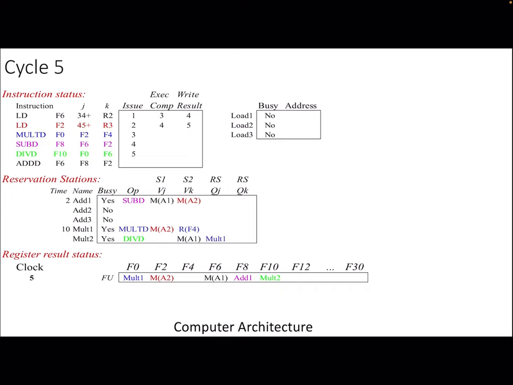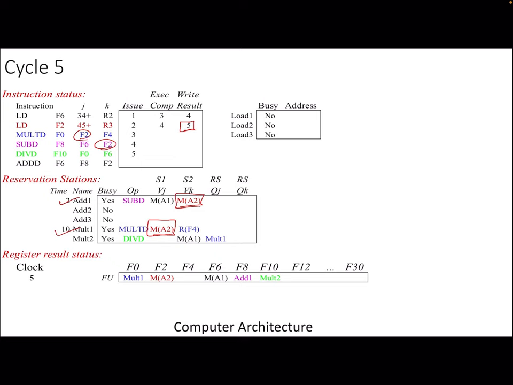So now if you look at cycle number 5, it is done. It has actually finished writing load 2, and whichever instructions were waiting for the F2 values can now move forward. So now you can see F2 is no more creating a dependency or a hazard, and the value F2 is actually available for both the subtract operation and the multiply.